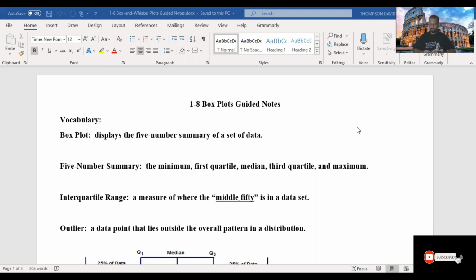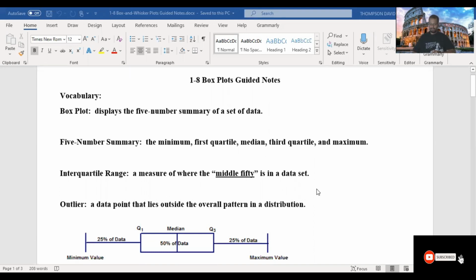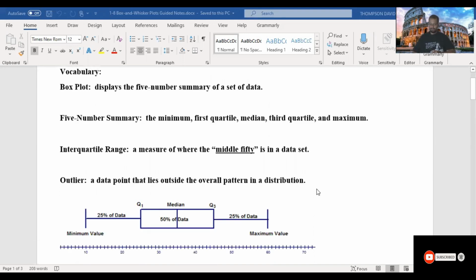Interquartile range, a measure of where the middle 50% is in a data set. An outlier is a data point that lies outside the overall pattern in a distribution.